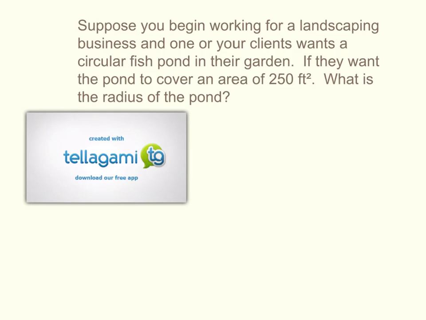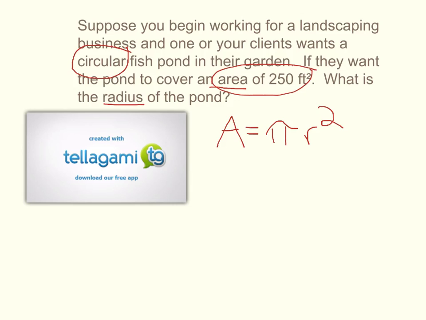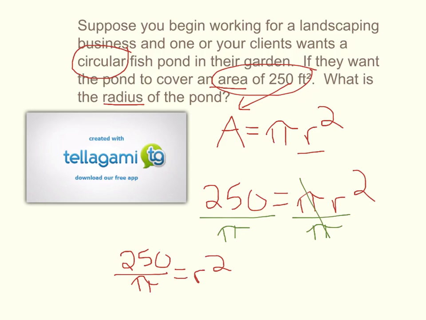Well, think about the shape of the pond. They said circular, and they're talking about area. So, how do you find the area of a circle? Area equals pi r squared. And they give you what the area equals, and we want to find the radius. So they give you A, you want to solve for r. 250 equals pi r squared. Using inverse operations, divide both sides by pi. So r squared equals 250 over pi.